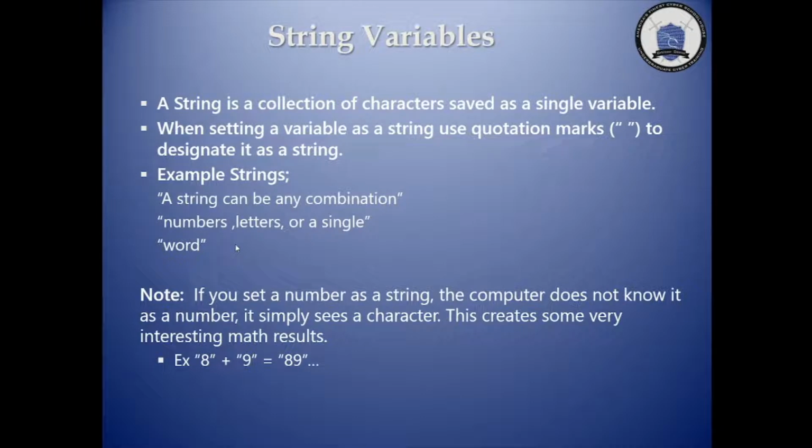Something to note here is that if you set a number as a string, the computer does not know it as a number, and it simply sees a character. This creates some interesting math results. For example, if you have 8 in quotation marks plus 9 in quotation marks, it will come out to be 89, because it's adding the two strings together.